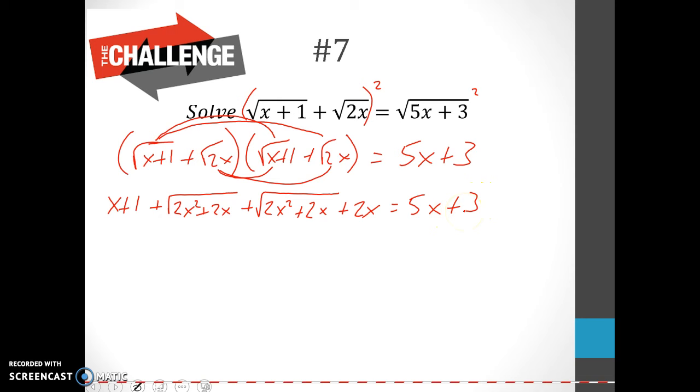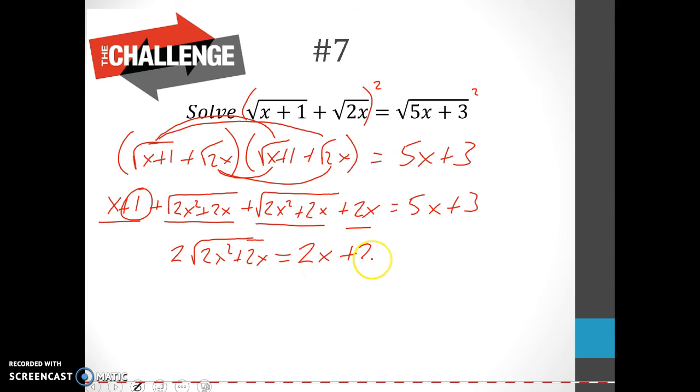So what I'm going to do then is add these two things together. That's going to give me 2 times the square root of 2x squared plus 2x. That's going to equal, if I get rid of all of these things and put them on the other side, I have an x plus a 2x, that's 3x. And if I subtract 3x from both sides, 5x minus 3x is 2x. Then I have this plus 1, and so if I subtract 1 from both sides, that's going to give me plus 2.